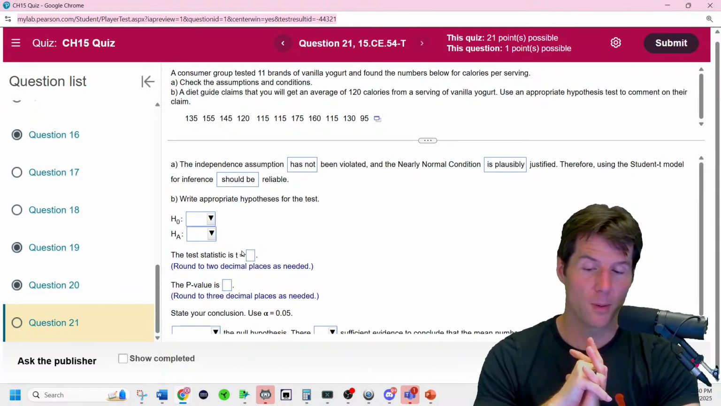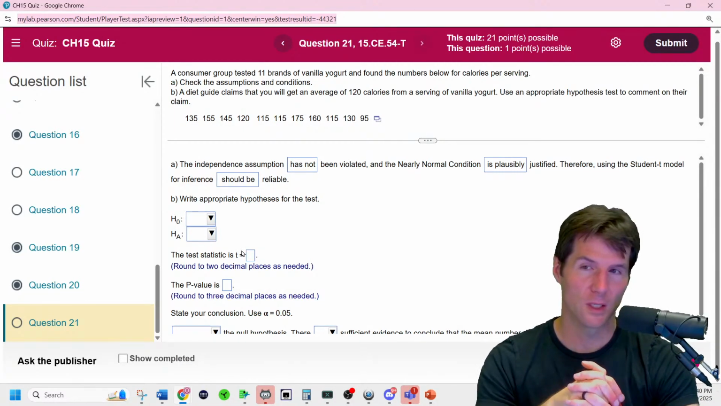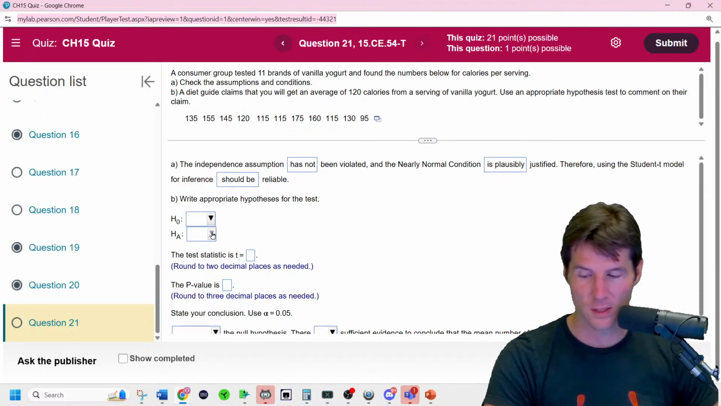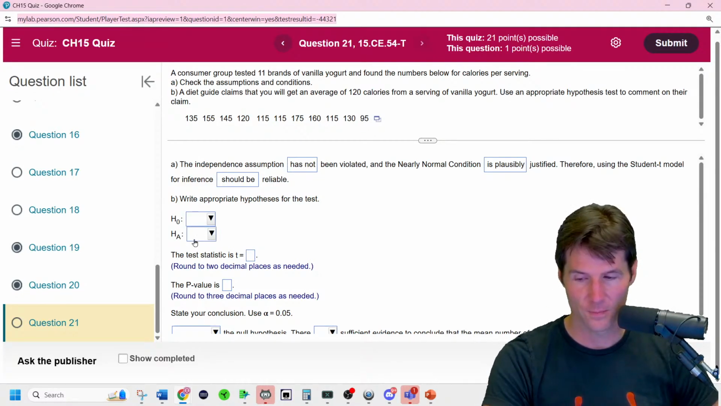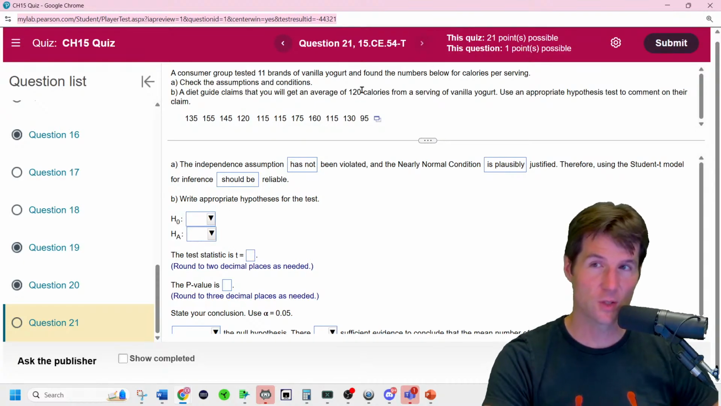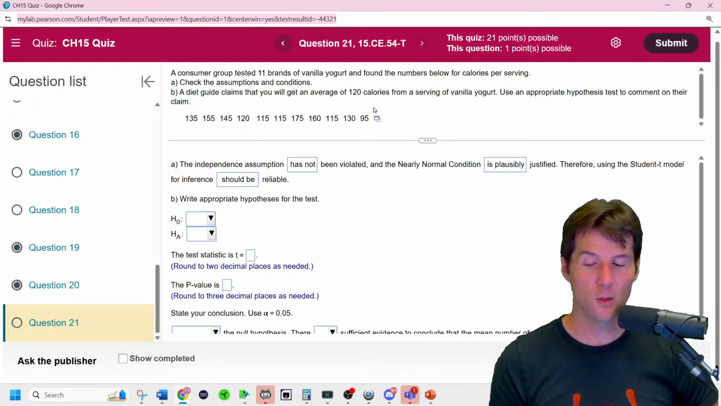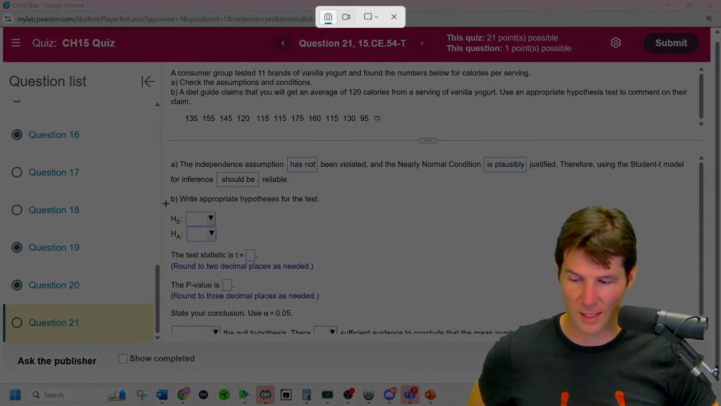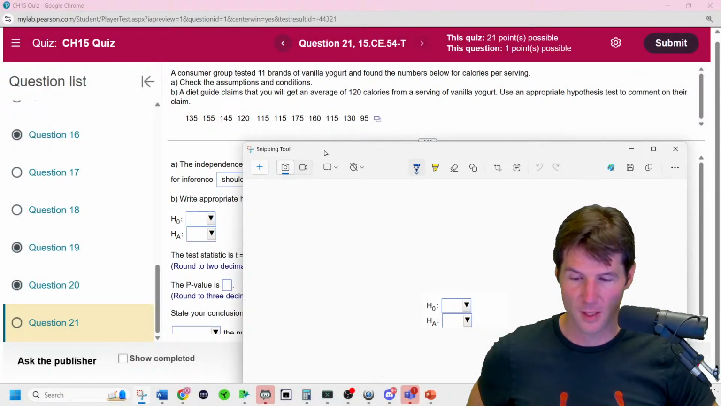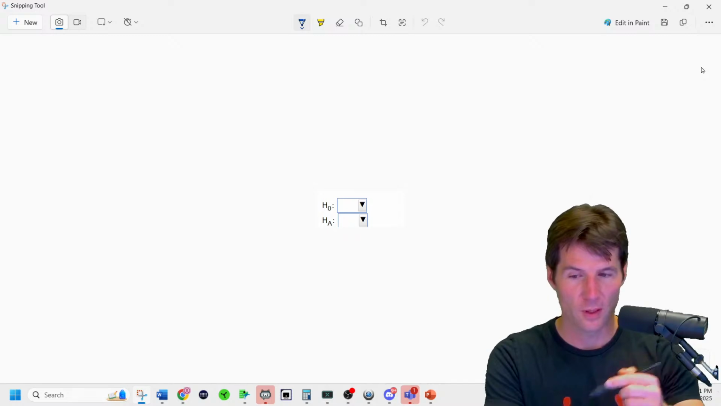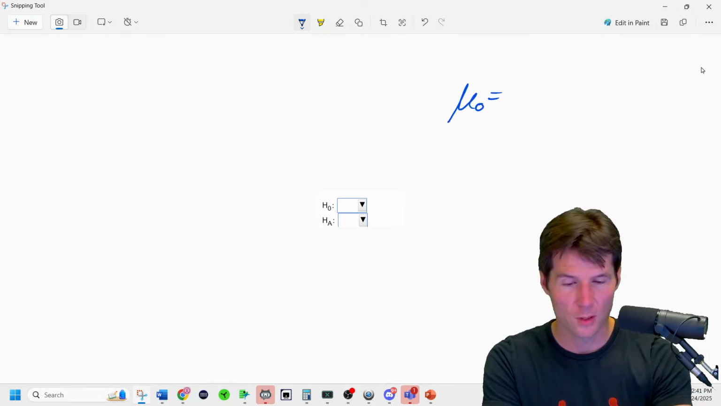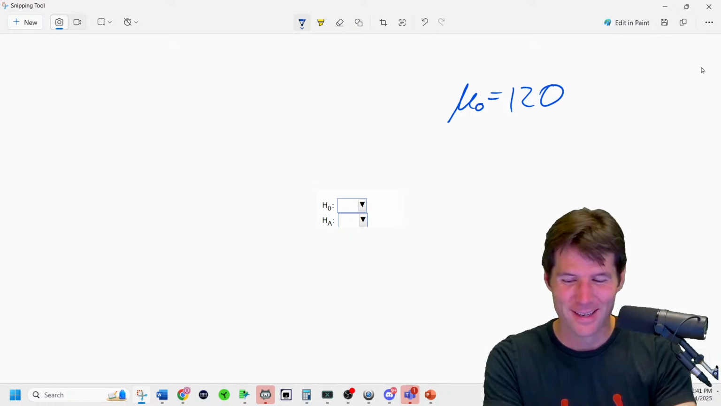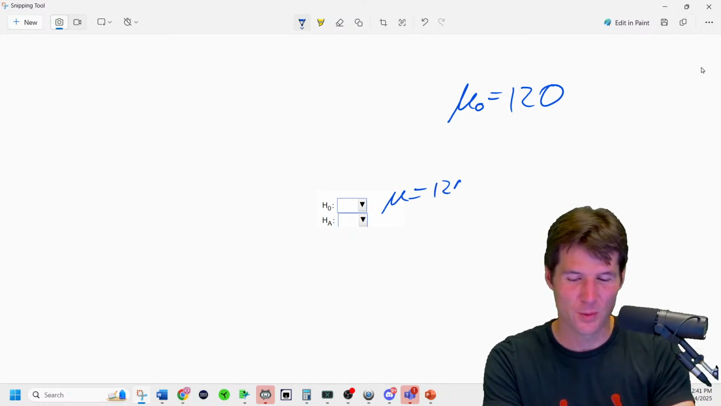Write out the appropriate null hypothesis. Are we going to see p or mu in this? We're looking at the calories. When I click on this, is it going to have p or mu in here? Because they're claiming 120 calories. So remember, the claim, the mu naught, well, that kind of goes away, is 120. And so we're going to see mu equals 120.